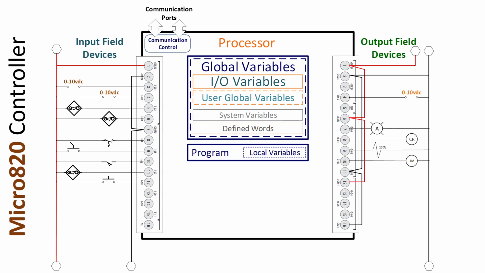Global indicates that all programs have access to all of these variables, and they are strictly data tables. So everything inside of that larger box that says global variables, and then inside of that you have I/O variables, user global variables, system variables, and defined words. So global indicates that all programs have access to these variables, and again, they're strictly data tables. There's no methods inside of the variable files.